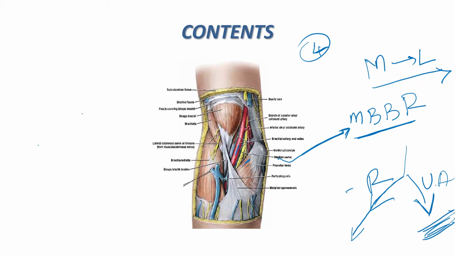Yes, it is this pronator teres muscle. It is this pronator teres muscle which divides the ulnar artery from the median nerve, which lies superficial to it. Yes, the median nerve is superficial to the pronator teres, whereas the ulnar artery is deep to the pronator teres. Now the lateral content to the brachial artery. The brachial artery is laterally related to the bicipital tendon, the tendon of biceps.